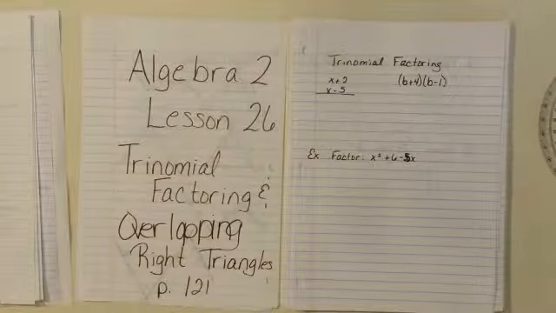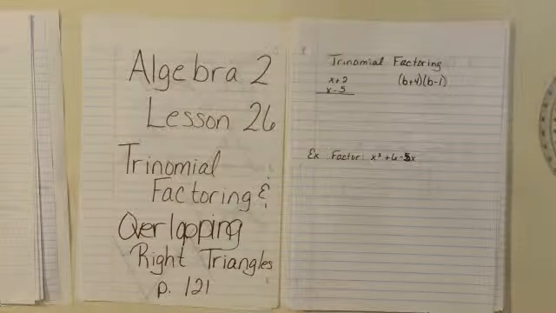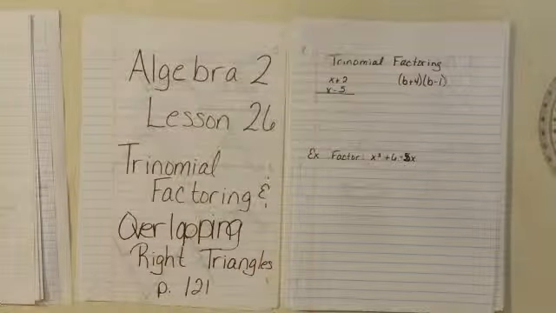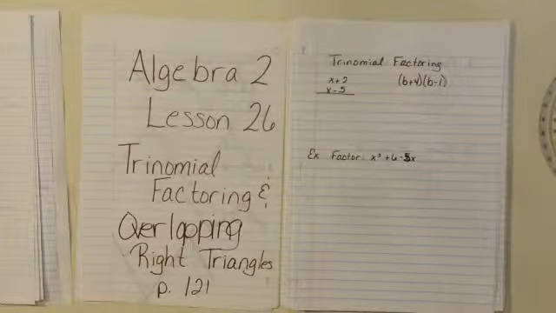Hi, this is Algebra 2, Lesson 26. We're going to talk about trinomial factoring and overlapping right triangles. We're starting on page 121.